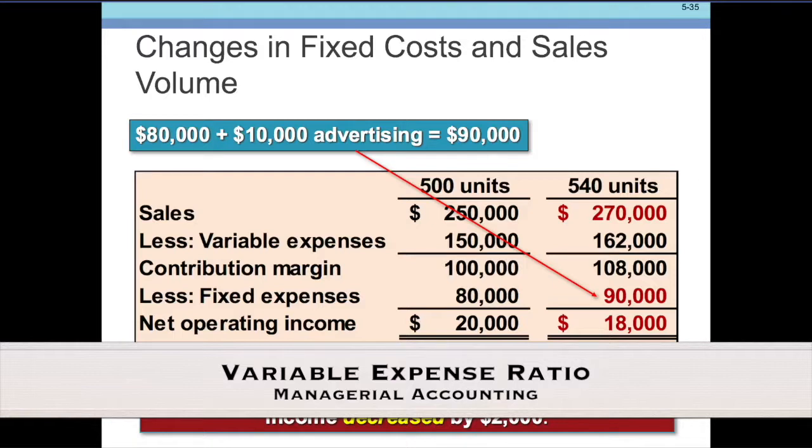Now we could put this into the spreadsheet and the long form here. If we do, we can see that the sales is 270, variable expenses goes up, contribution margin goes up, fixed expenses goes up by the $10,000 because we added the advertising, but net operating income goes down. So we increase sales by $20,000 and we cut net operating income, profit, by $2,000. So that wasn't a good idea. We spent more on the advertising than the advertising brought in sales.